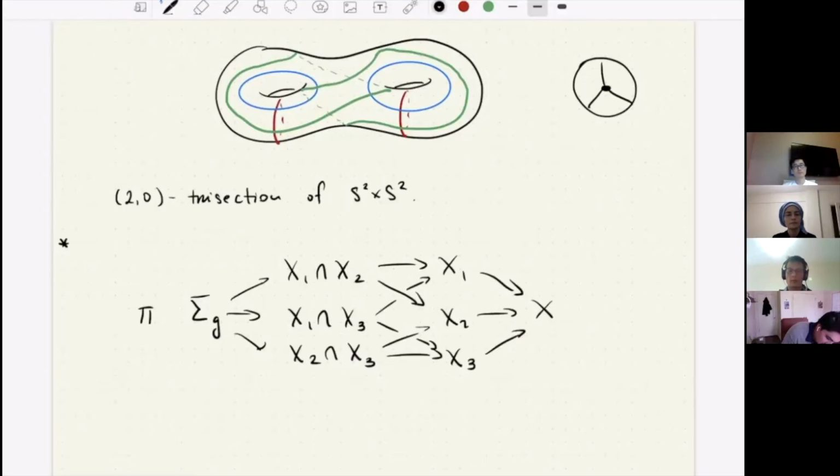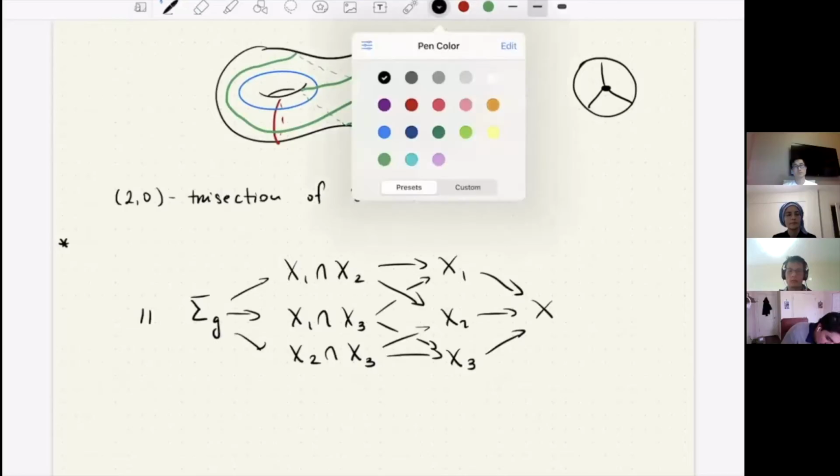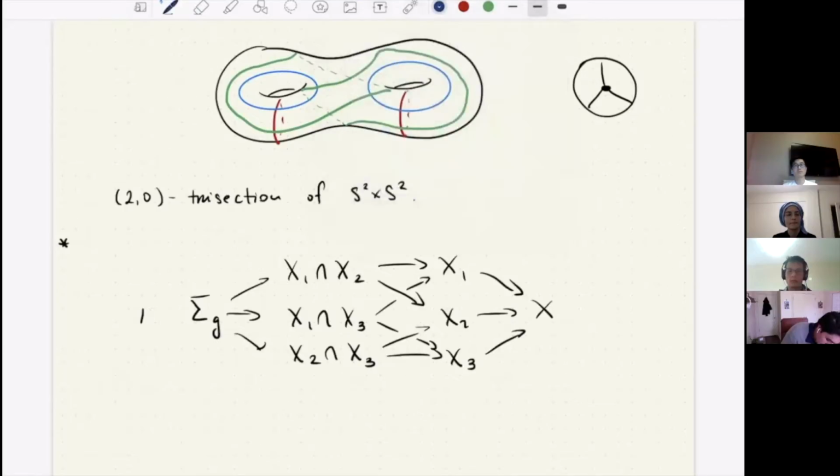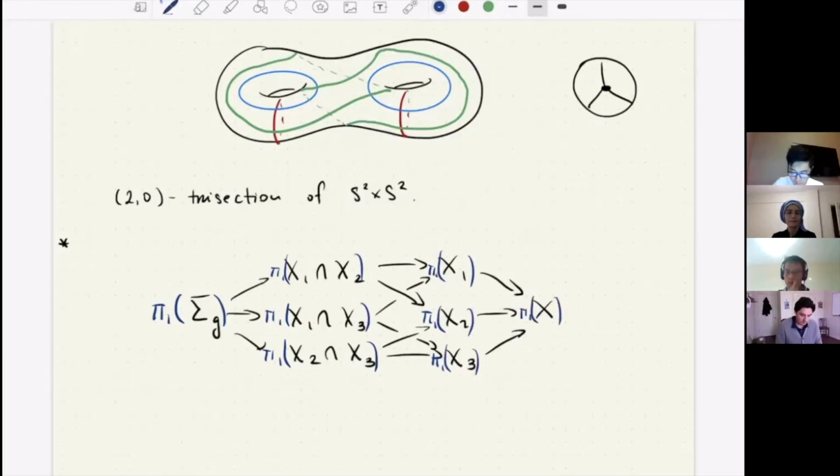Let me draw this in a different color so that it stands out. Okay. Pi1 of all of these pieces. Right, and then all of these homomorphisms are the homomorphisms induced by pi1. Right, and so this is a really nice way to get this diagram of groups from the trisection.